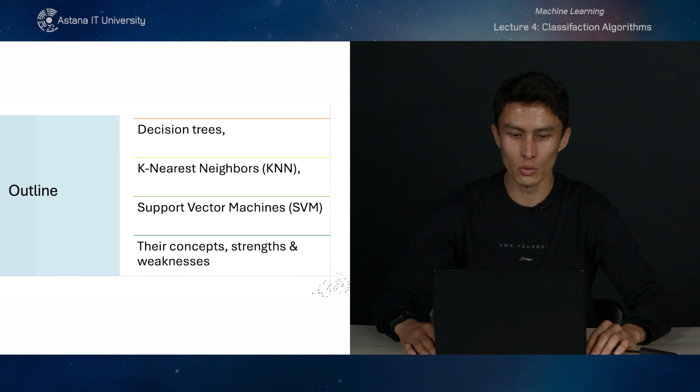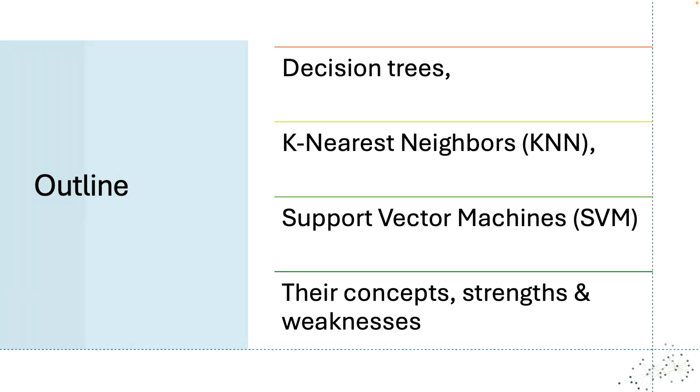Hello students, today we're going to study some new topics, new algorithms, mostly classification algorithms. Today we're going to cover three topics: decision tree, k-nearest neighbors or KNN, and support vector machine. We're going to talk about the concepts, strengths, and weaknesses of each algorithm.